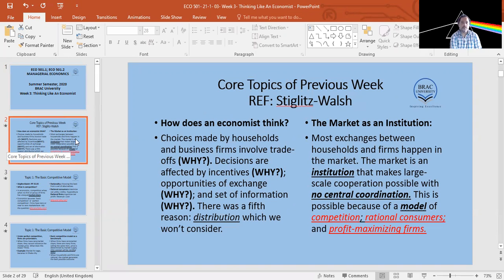What we did, we gave an introduction or a preview to how an economist thinks. And then last week, we looked at how choices are made by households and what trade-offs the business firms and households experience. Then we said the decisions are influenced by incentives, a set of information, and opportunities of exchange. There was a fifth reason, distribution, which we won't consider.